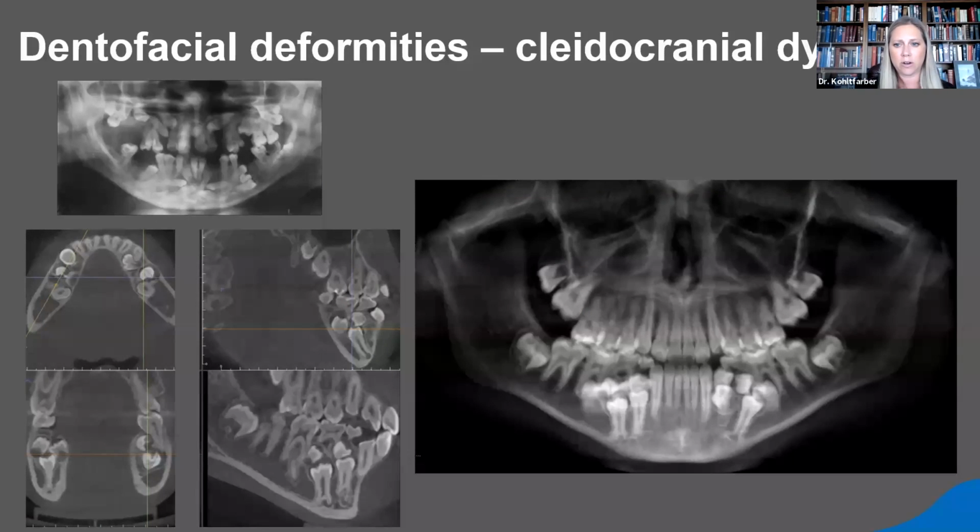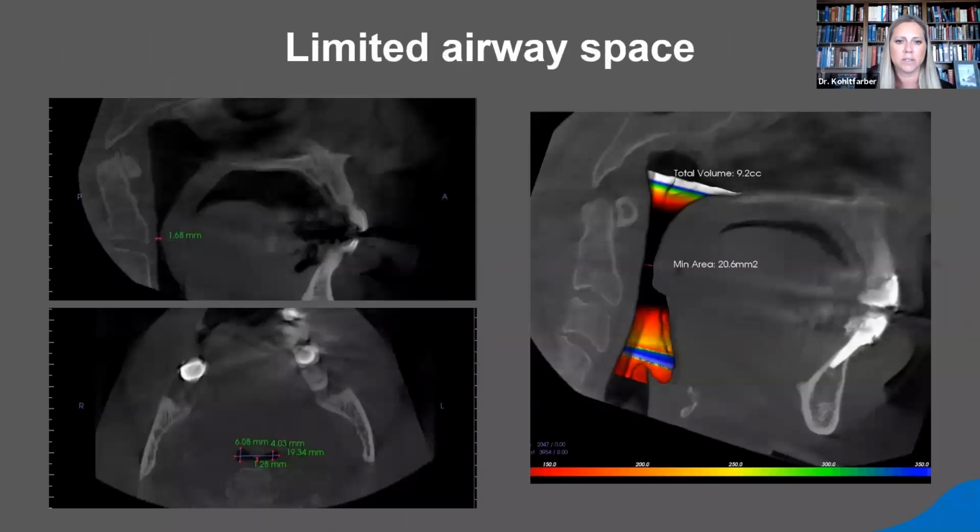This is cleidocranial dysplasia. Again, same thing, being able to figure out how to unravel the teeth. And we know they have multiple supernumerary teeth, and they're at increased risk for dentigerous cysts and that sort of thing. Being able to evaluate the airway space and say, hey, there's a limited airway space.